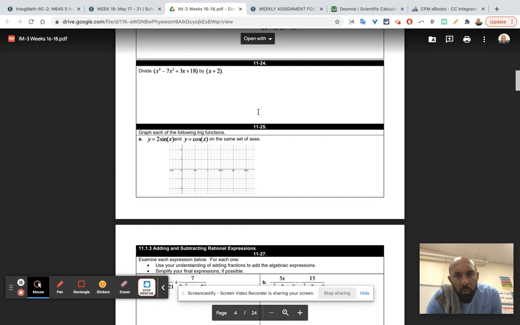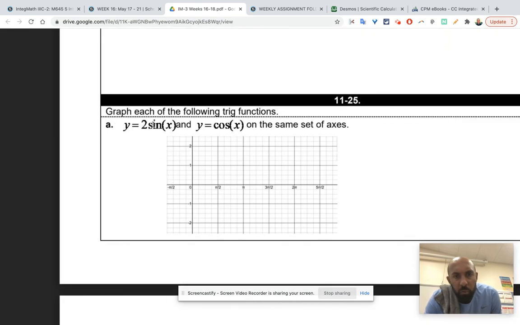Okay, on that last question, you're just graphing out y equals 2 times the sine of x and y equals cosine of x on these axes. So go back and look at your previous assignments in chapter 9, like we did last week when we were graphing these, and check those out. All right, and that's it.